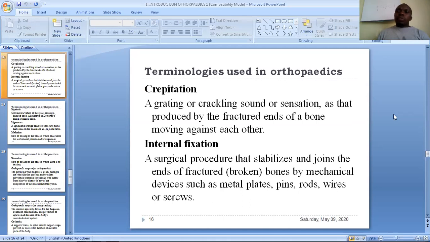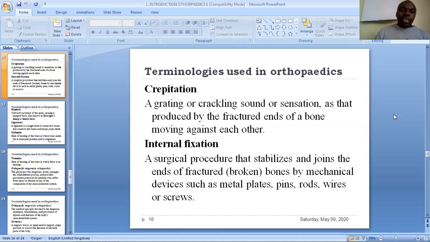The other terminology to look at is crepitation. This is a grating or crackling sound or sensation, as produced by the fractured ends of a bone moving against each other. You remember that when someone has a complete fracture, the bones will start gliding against each other, and that will bring about crepitation.